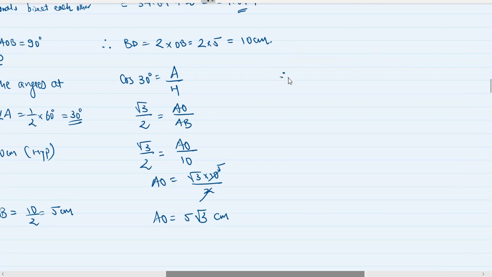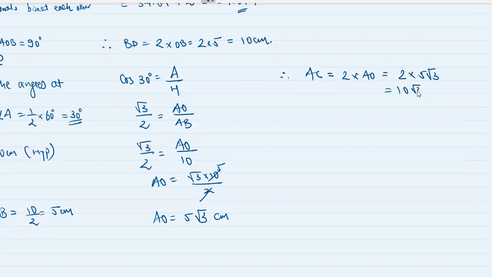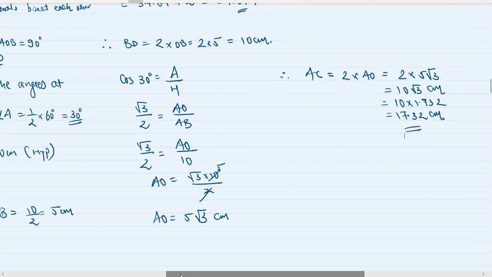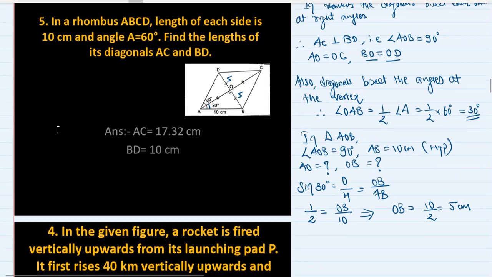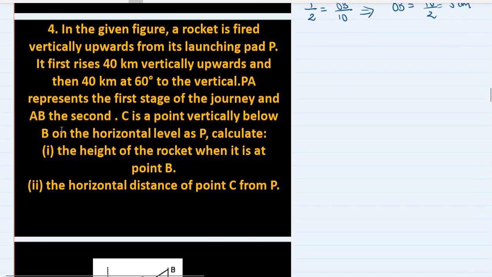So therefore we can say that AC, which is the other diagonal, is 2 times AO, because diagonals bisect each other. So 2 times 5 root 3, which is 10 root 3 centimeters, which is 10 times 1.732, which is 17.32 centimeters. That is AC. So we have got AC and BD. BD is 10 centimeters, AC is 17.32 centimeters. Nice question. Let's go to the next question.